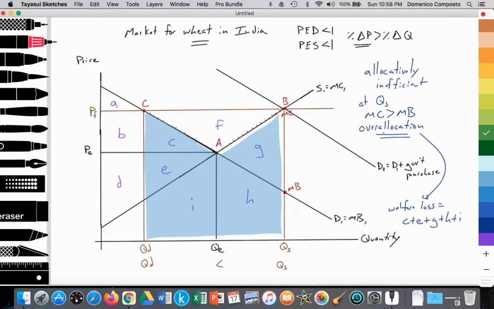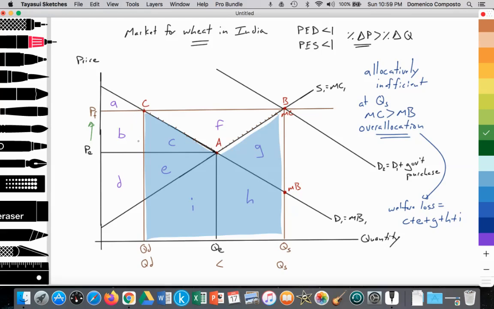Here is our evaluation. Let's evaluate the impact of the government intervention, in the case of price floors, on stakeholders. First, let's look at consumers. Consumers with the price floor are worse off. Originally, they had a consumer surplus of areas A plus B plus C. But because the price has risen from PE to PF, consumer surplus has been reduced to just area A.